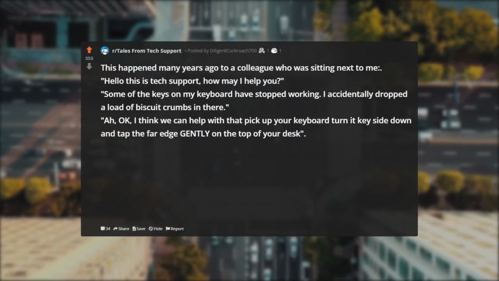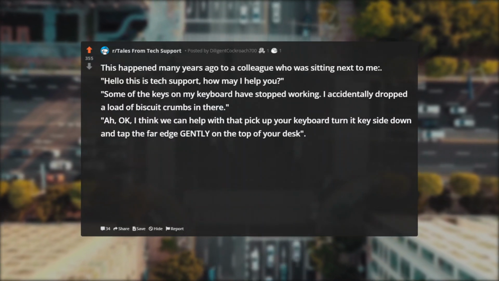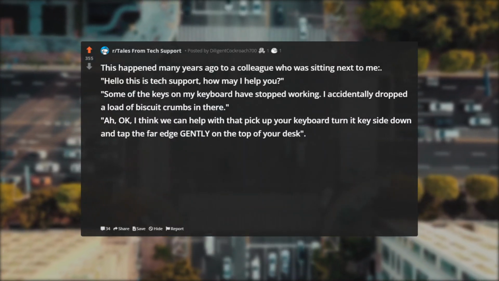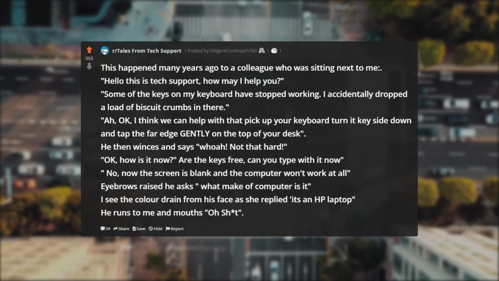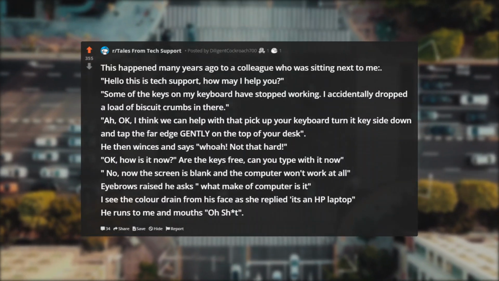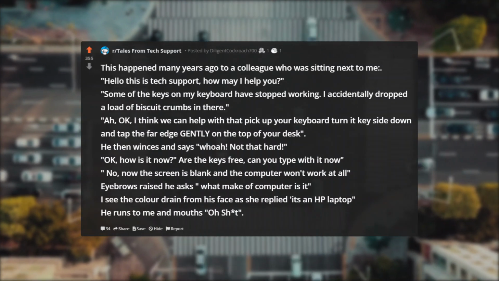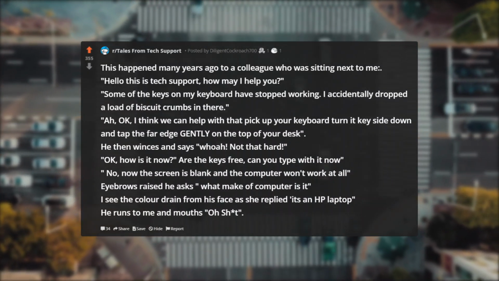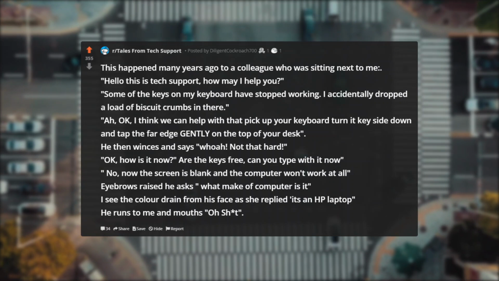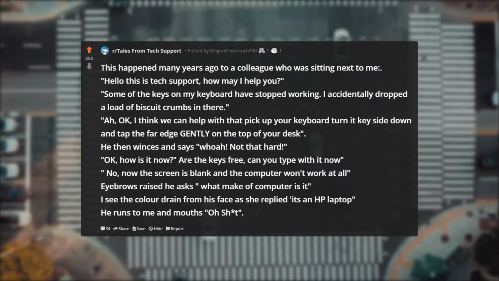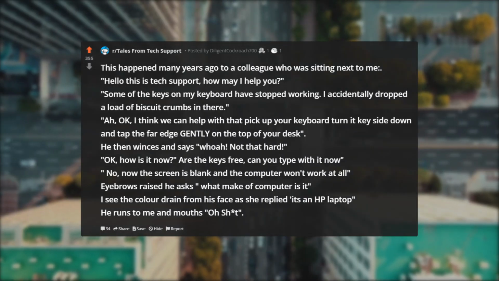"Okay, I think we can help with that. Pick up your keyboard, turn it key side down and tap the far edge gently on the top of your desk." He then winces and says, "Whoa. Not that hard." "Okay, how is it now? Are the keys free? Can you type with it now?" "No, now the screen is blank and the computer won't work at all."